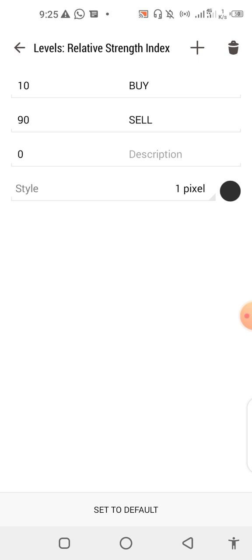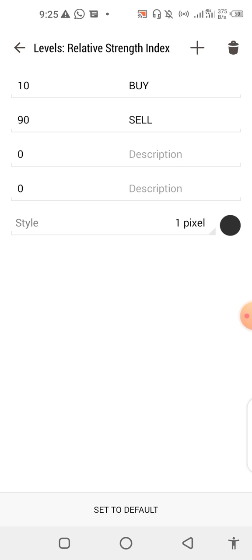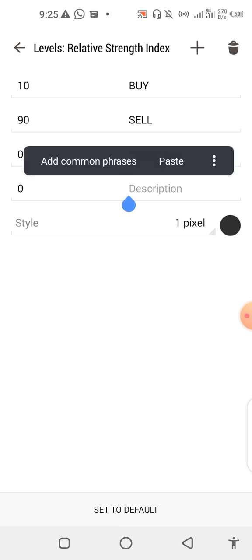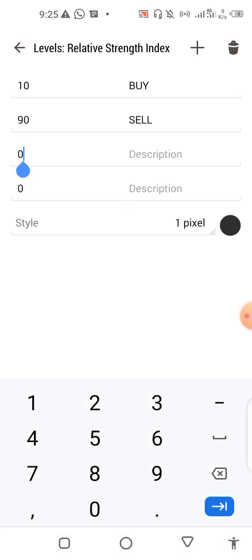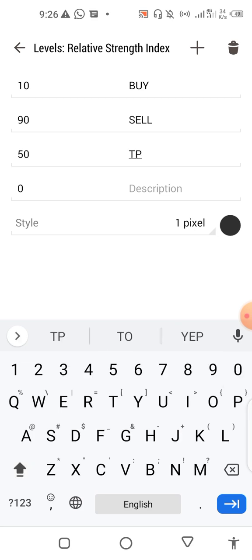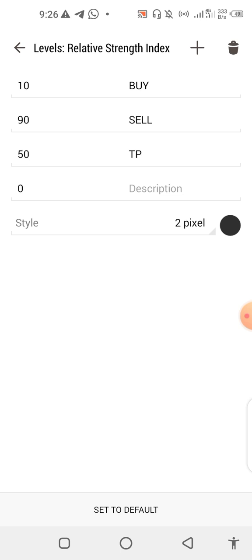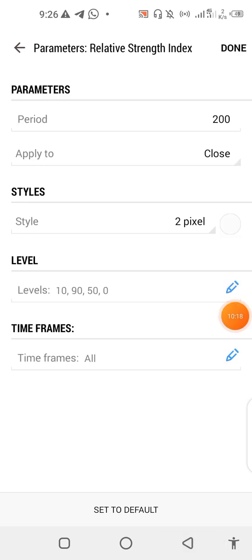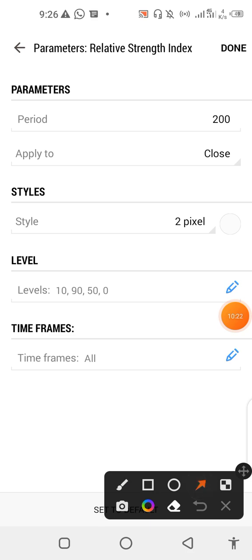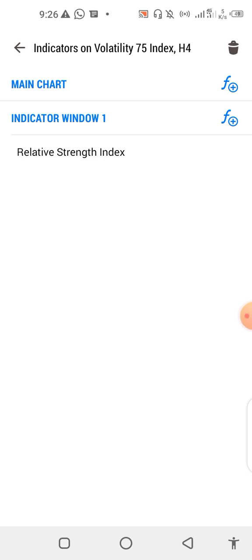So you can click on this plus sign, and then you get another option. I hope you get it right. So here you enter your 50, and 50 is for TP. 10 is for buy, 90 is for sell, and then 50 is for TP. The style is 1 pixel and the color is black. Okay, let me make this 2 pixel. You can also make it 2 pixel. There's no case here. So you just go back and then you click on done, right? Okay, done, right?